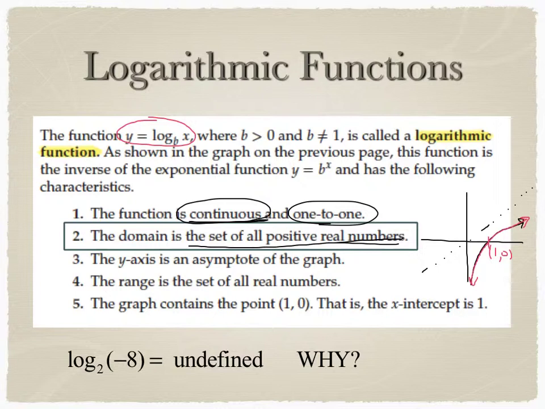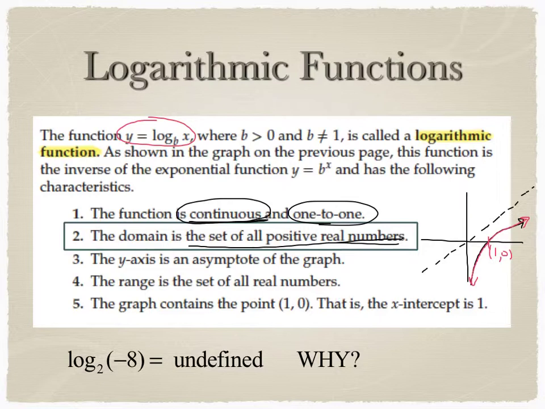So you can see here that the domain is going to be the set of all positive real numbers. This graph does not exist way over on this side. The graph doesn't exist. This just keeps going down, down, down. This keeps going up, up, up like that. So you can see that there's going to be a vertical asymptote, and that's what number 3 is. The y-axis is an asymptote of the graph.